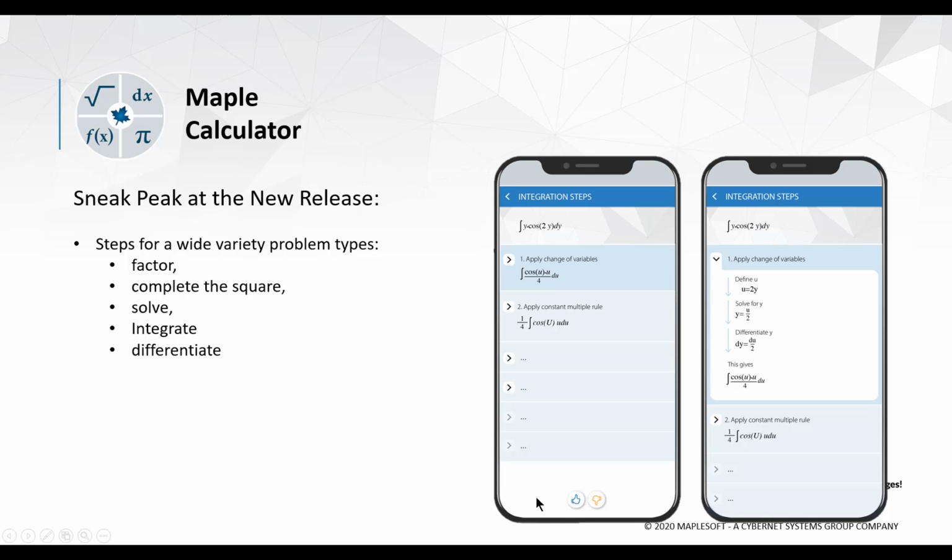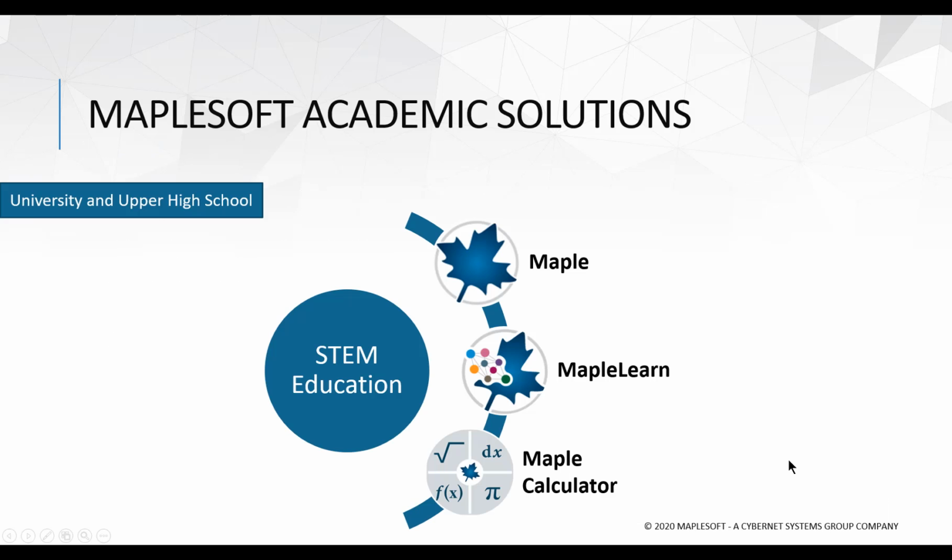The user from the results screen will be able to click on a little icon, which will take them into the steps screens. Then they'll have the ability to see all the different steps. And if a step has sub-steps, they'll be able to click on the icon and then view the sub-steps. Now let's take a look at MapleLearn.